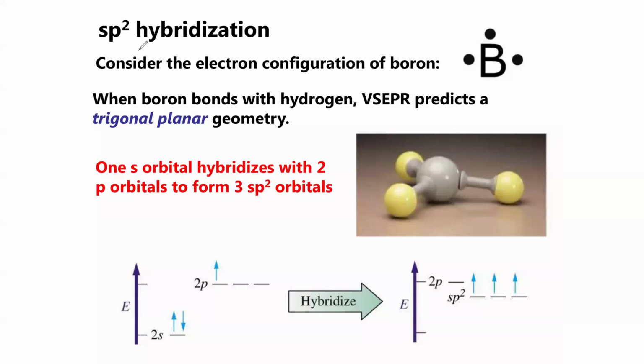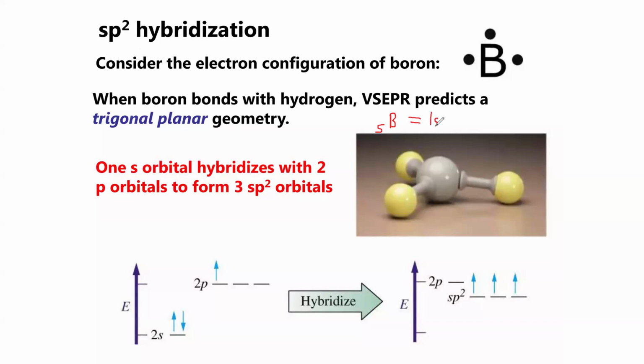Now this time around, we are going to look at sp2 hybridization. So let's consider the electronic configuration of boron. The atomic number of boron is 5. So write the electronic configuration of boron.